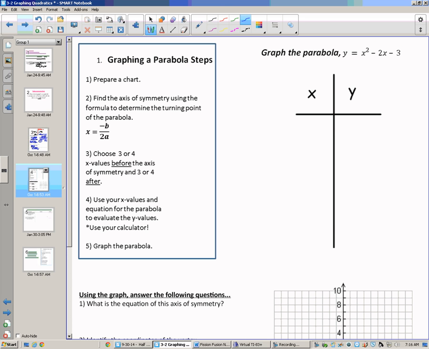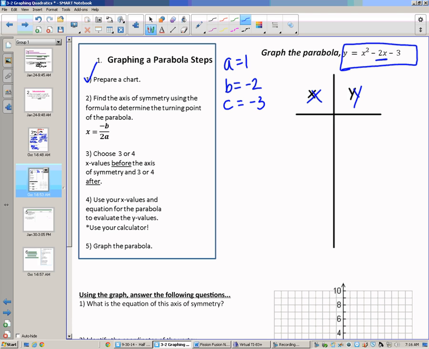If you flip your notes over, we're going to actually do one example together. The example we're going to look at is graphing a parabola. This is our parabola: y equals x squared minus 2x minus 3. So the a is the number in front of the x squared, so a equals 1. The b, the number in front of the x, is -2. And the c, the number by itself, is -3. I like to identify that before I start anything. So, steps for graphing a parabola. Prepare a chart. I have made this already for you, this x-y chart here.